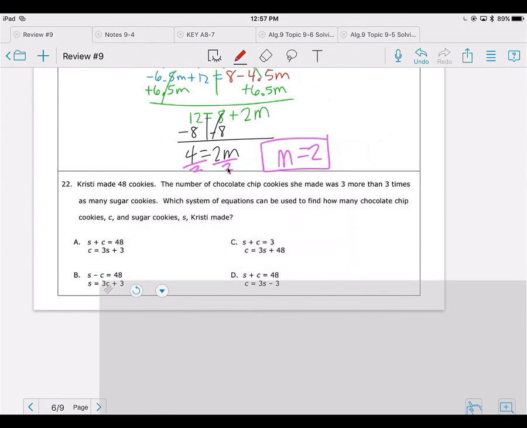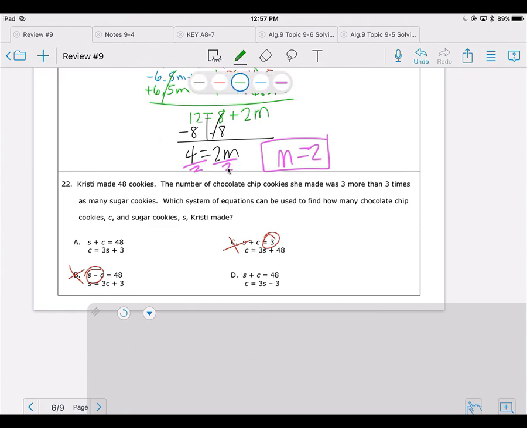22 is talking to us about cookies. We have 48 cookies total, so I can mark out C and B because to find a total I wouldn't subtract, and my total is not 3. From here, the difference is whether we are adding or subtracting in between these two equations. They tell you that chocolate chip cookies are more than 3 times sugar. More than means plus, so A is going to be our correct answer.